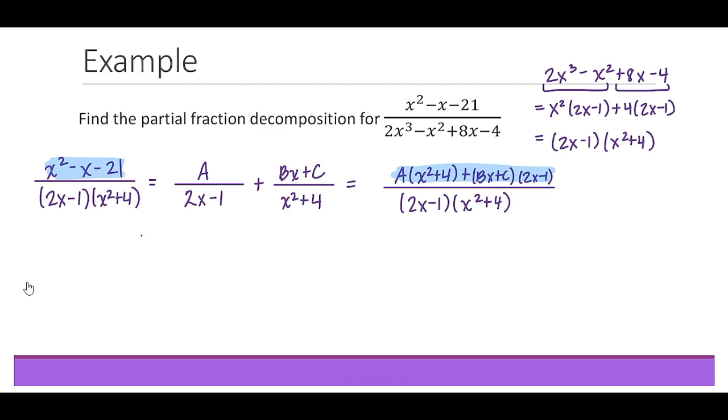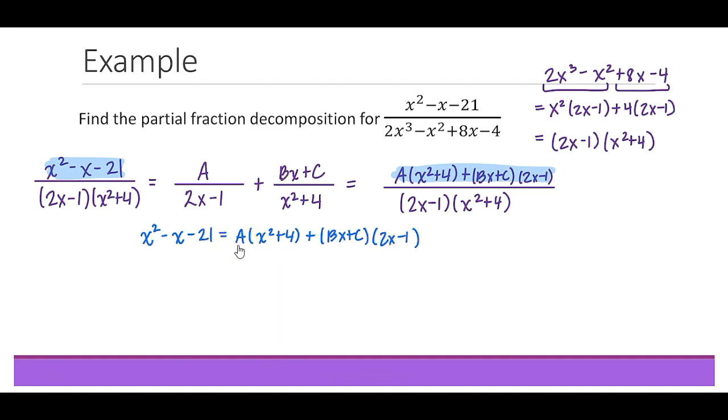So I want x squared minus x minus 21 equal to a times quantity x squared plus 4 plus, and then we have bx plus c times quantity 2x minus 1.